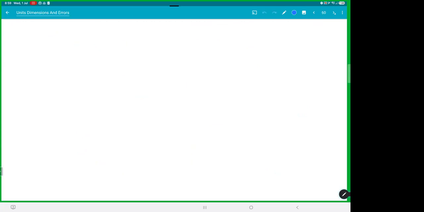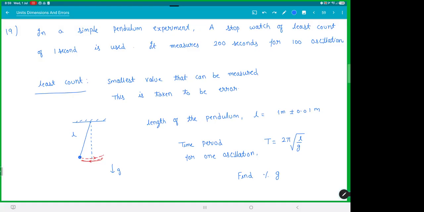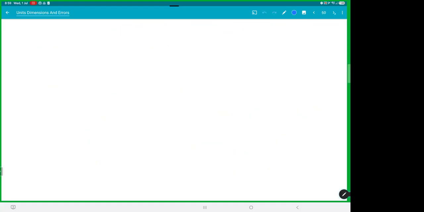So first of all, when you do this thing, you want to find error in G. So the idea is this. First, you have to get G from the equation. 2 pi root over L by G, square it on both sides, T square equals 4 pi square L by G. That is the thing. Don't directly use the error formulas. First, you get this on this side. This is the formula for G.